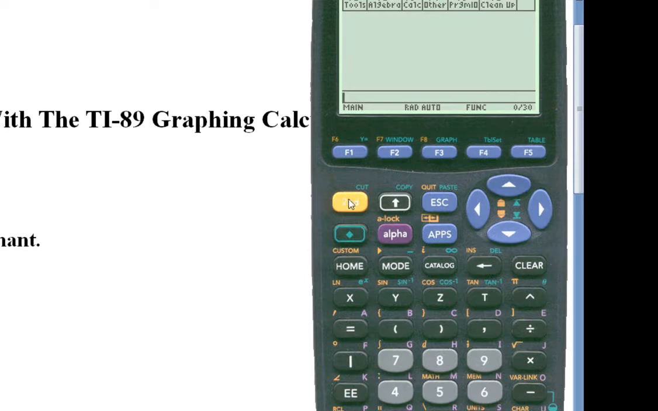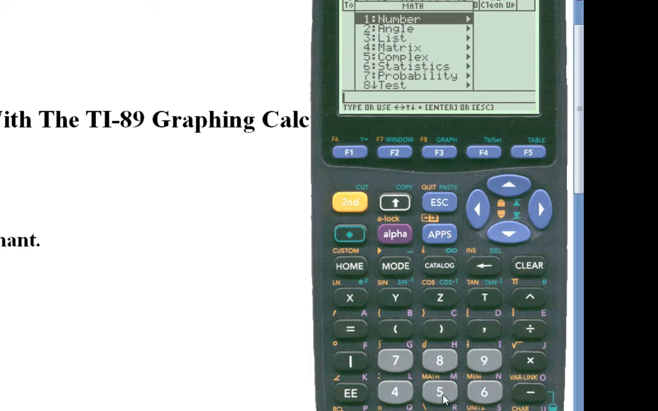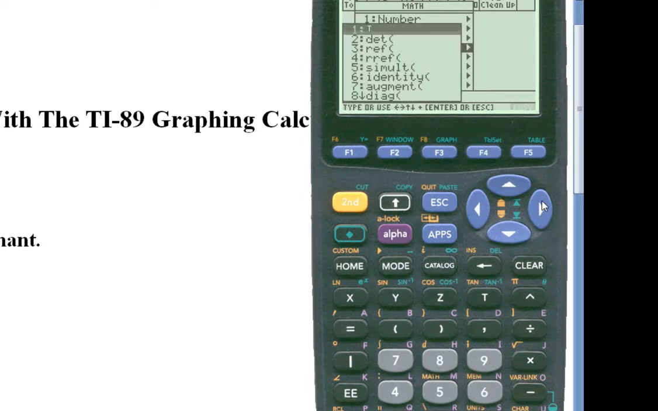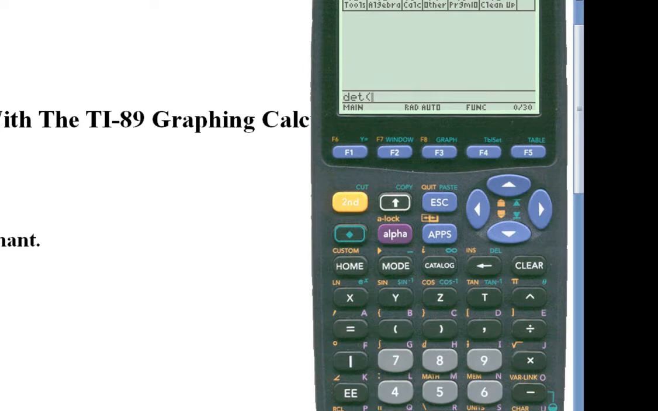So the procedure then is to access the matrix menu. So go second, and then hit number 5. I'm accessing the math menu there in yellow. And then here I go down to matrix, and then hit the right arrow to the right. And then the second one is determinant. You can hit 2, or you can just come down with the arrow here, either way, hit enter.